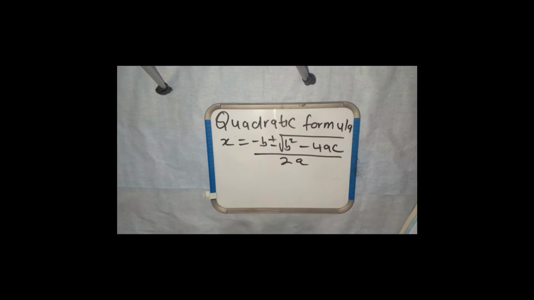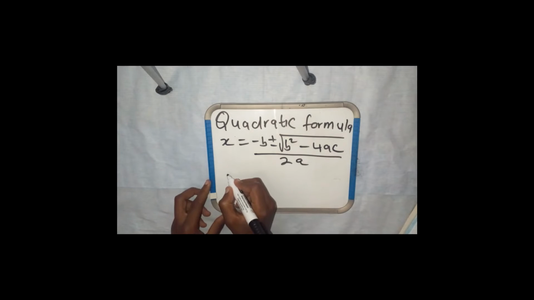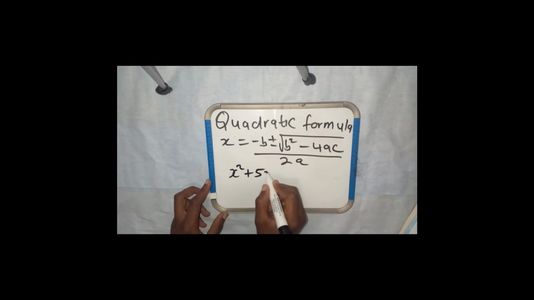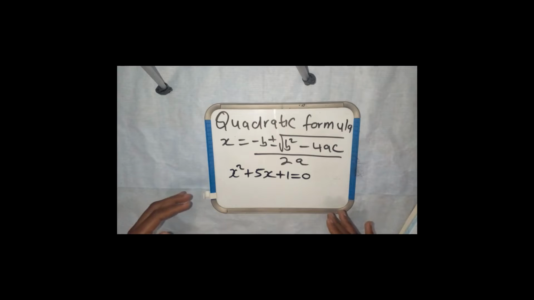You can be given a problem where it is a standard equation, like, for example, x squared plus 5x plus 1 is equals to 0. This is a standard equation which is in the form of ax squared plus bx plus c. This is a quadratic equation, so it's easy for you to substitute the values of a, b, and c in that quadratic equation.